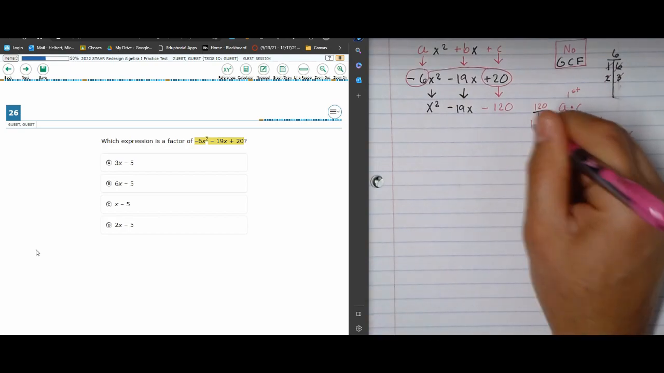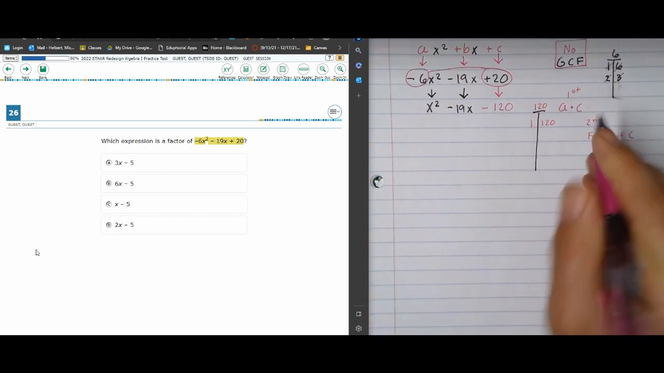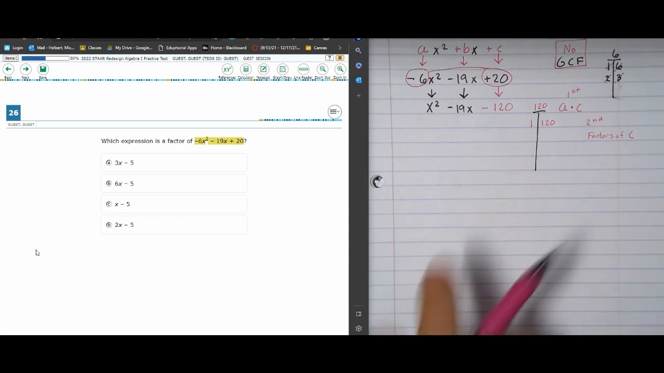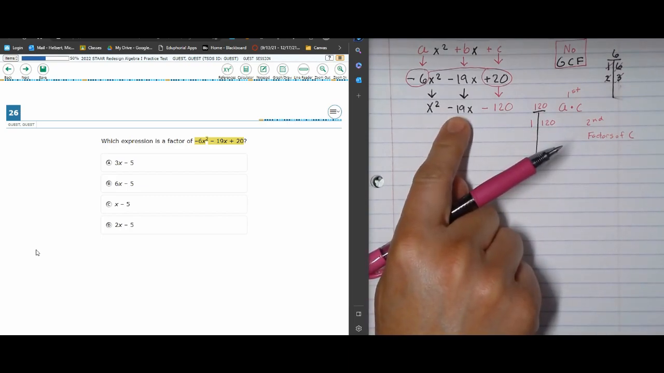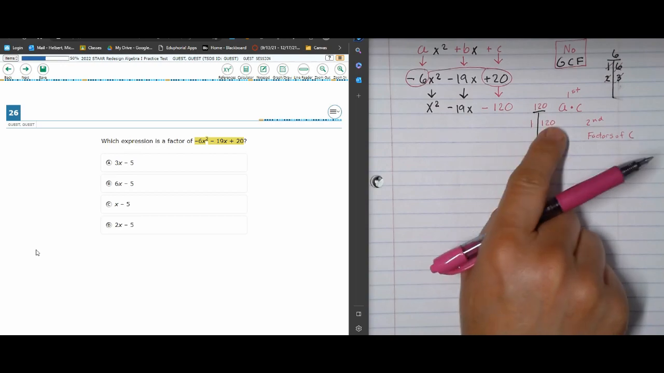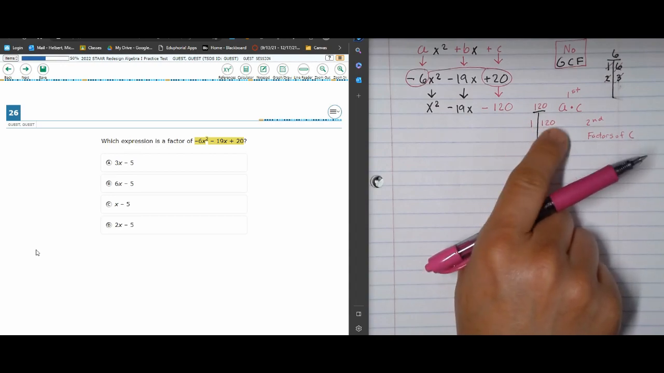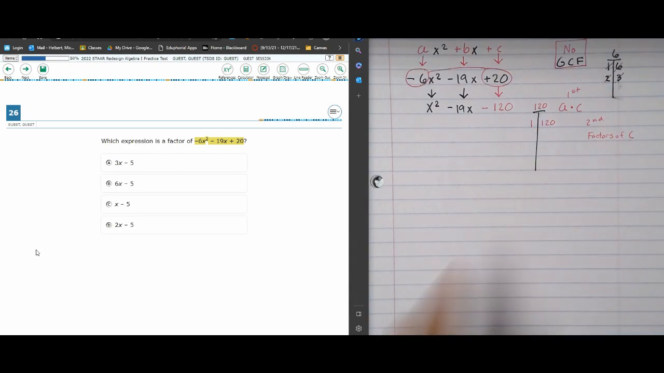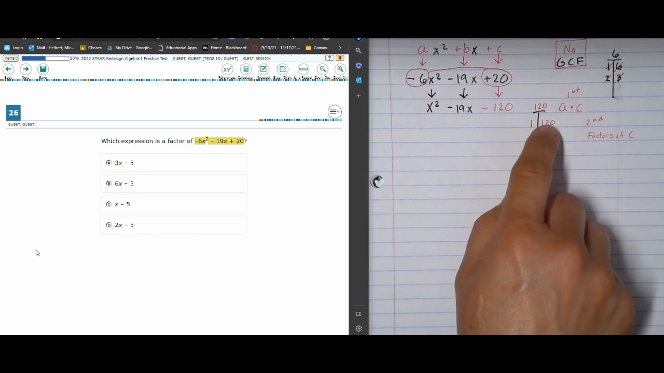Now we always know we can start with 1 and 120. In this case, we might use the 1 sometimes. You know, if this middle term was 121, we would use these two numbers to get 121, or to get 119, right? If we were to take 120 and subtract 1.